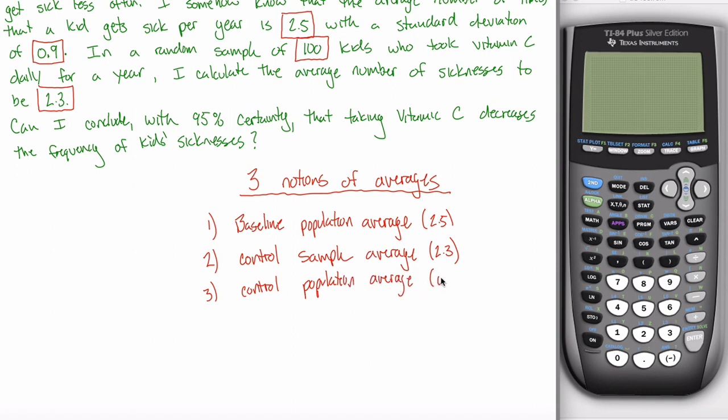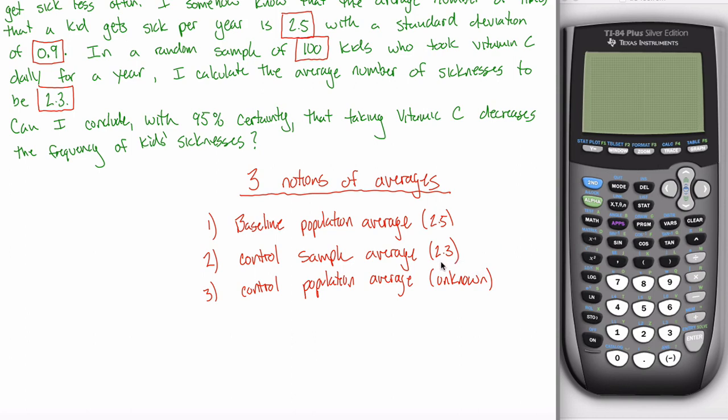And the problem is that thing's unknown. It's always going to be unknown in these problems. Because if I knew the control population average, if everyone in the population took vitamin C, if I knew how often they'd get sick, all I'd have to do is see if that number is less than this 2.5. And if it were, I'd be good. I say vitamin C works. But I'll never know the control population average, unfortunately. So hypothesis testing is not that easy.